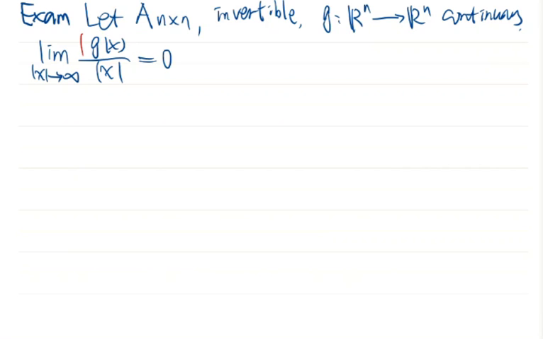So this means that G(x) grows not so fast. G(x) grows slower than the norm of x. So the limit is 0, meaning that G(x) is growing not so fast. Then the result is that there is some point c in Rn such that Ac equals G(c).